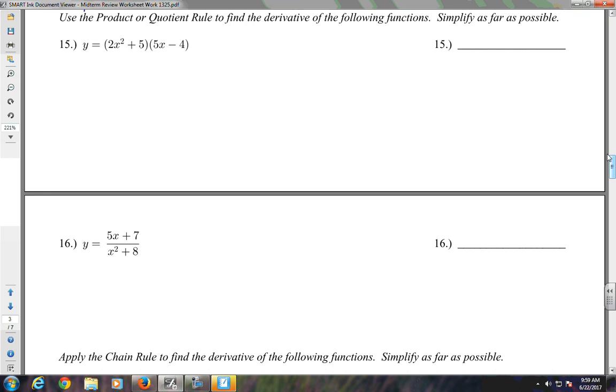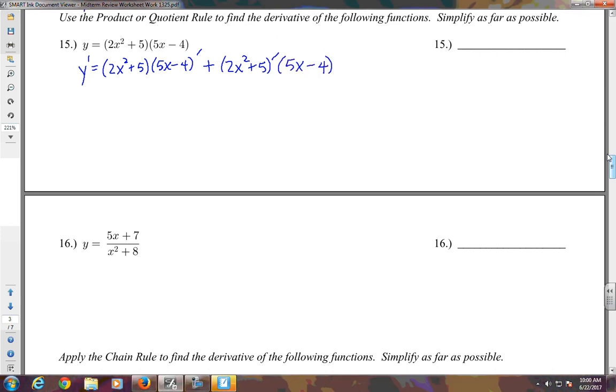So before we actually calculate the derivatives, let's map out our plan according to the product rule. When we find the derivative, y prime, we're going to take our first function, 2x squared plus 5, and multiply it by the derivative of the second. We'll denote that as 5x minus 4 prime, plus the derivative of the first function, 2x squared plus 5 prime, times the second function as is.